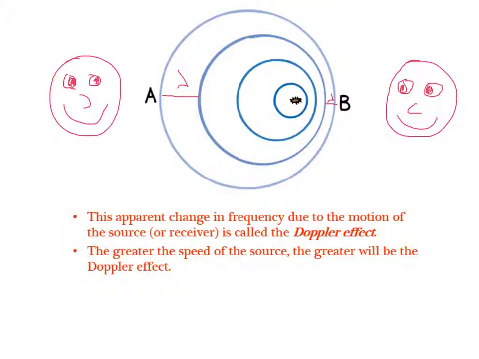If it's moving slower, a lower Doppler effect. We can experience the Doppler effect with other types of waves other than just water. Let's take a look at sound and light in relation to the Doppler effect.